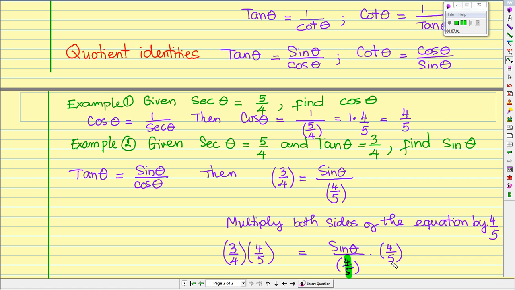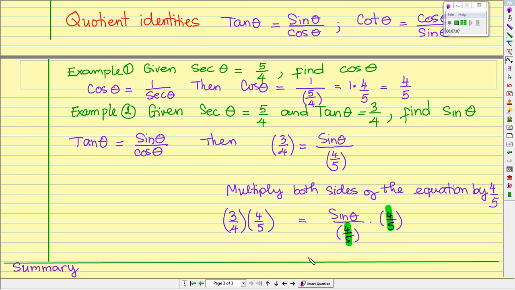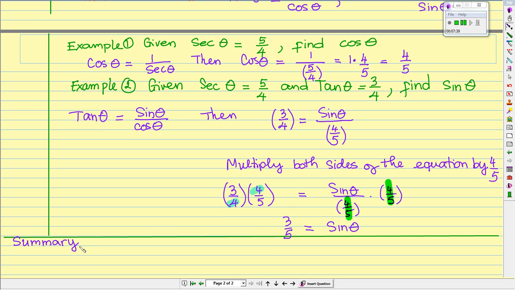Now you can see that on the right side, the fraction 4/5 divides out, so it will be gone. What we are left with is just sine of theta on the right side. On the left side we will multiply these two fractions, and before we multiply, we can divide out the common factor. So 4 divided by 4 is gone. Now we are just left with 3/5. So our answer is sine of theta equals 3/5.